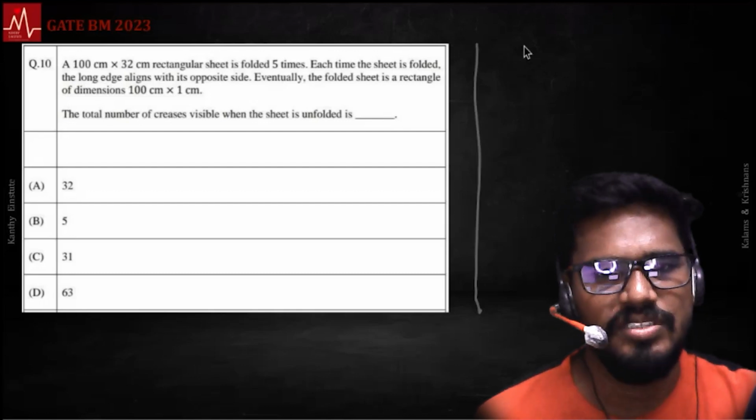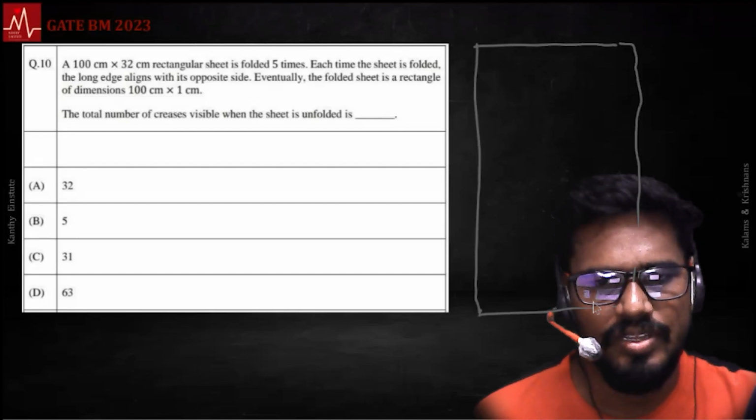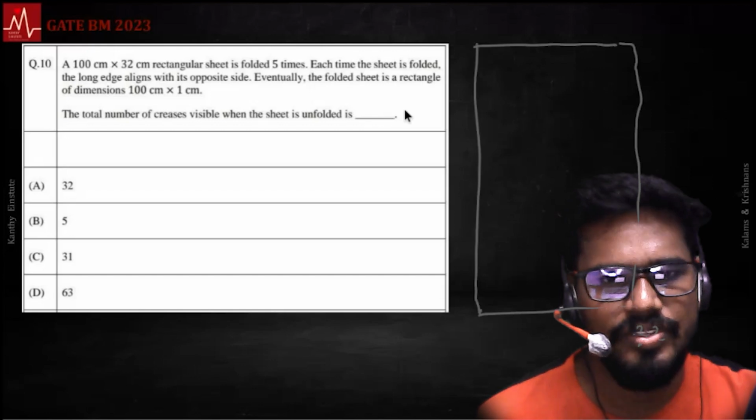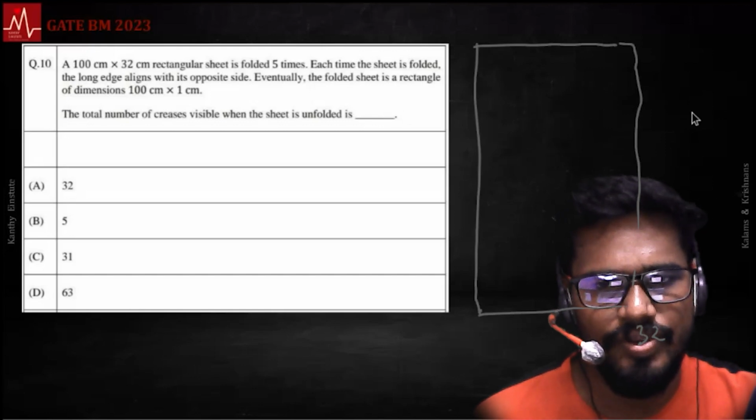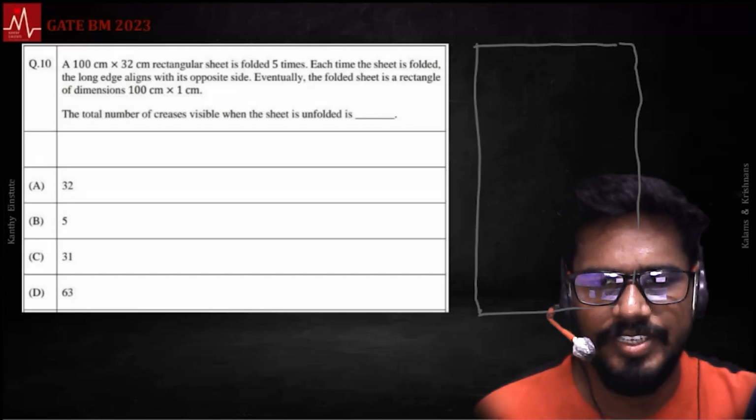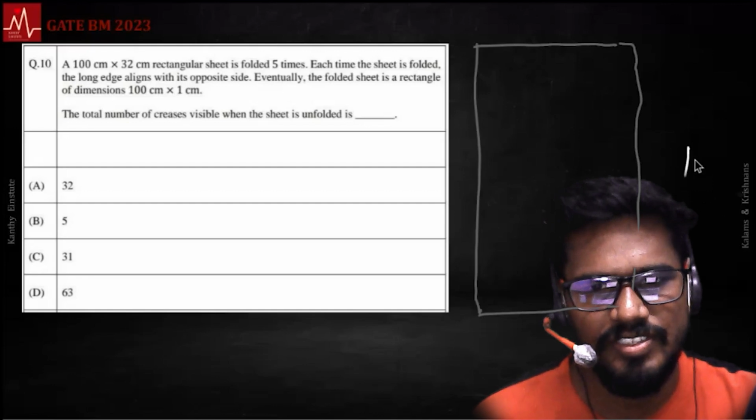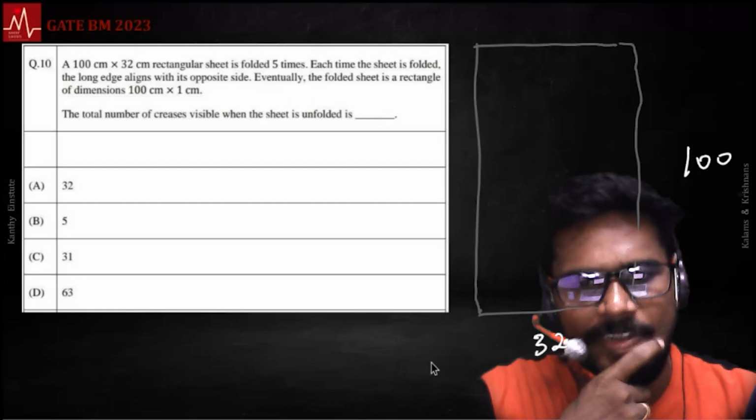100 remains 100. This is 100. This is 32. I have 32 over here. This is 100 over here. Give it some light brightness. 100. You fold it 5 times.